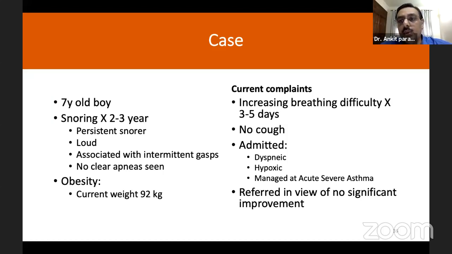So this is a 7-year-old, and I think this is the last case. A 7-year-old boy who has been a snorer for 2 or 3 years. Loud snoring, persistent, some intermittent gasps, no clear apnea. The current weight is 92 kgs. For the past 3 to 5 days, he has had increased difficulty in breathing, no cough. Now this child was admitted in some hospital, was dyspneic, hypoxic, and managed as asthma. There was some wheeze in the chest, but there was no clear improvement after being managed. So this is the reason why the child was referred.